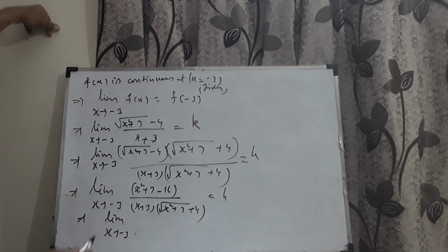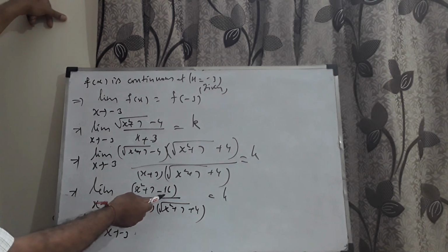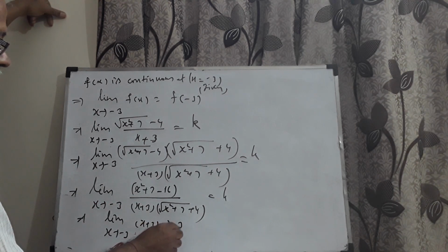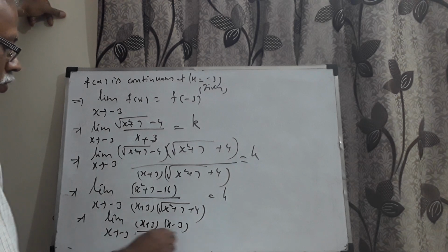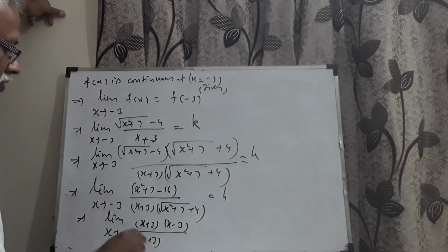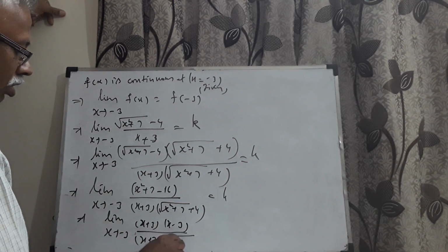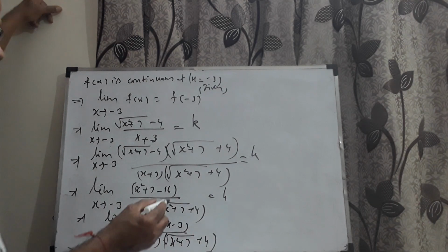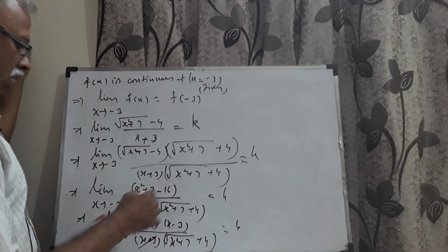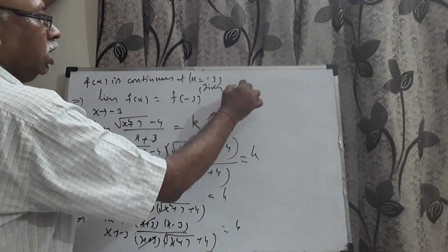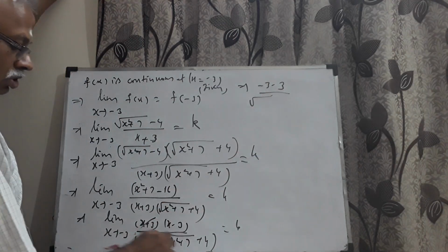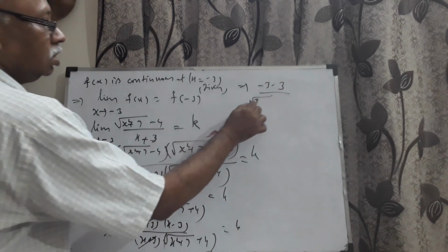Which will automatically imply limit x tends to minus 3. I am just minimizing the step. Listen, x square minus 9 can be written as x plus 3 into x minus 3. It occupies more space, therefore I am minimizing one particular step. Remember, listen carefully: for this, x plus 3 will get cancelled, is equal to k. Now substitute the value. I'll end up with minus 3 by root of, what do I get here?